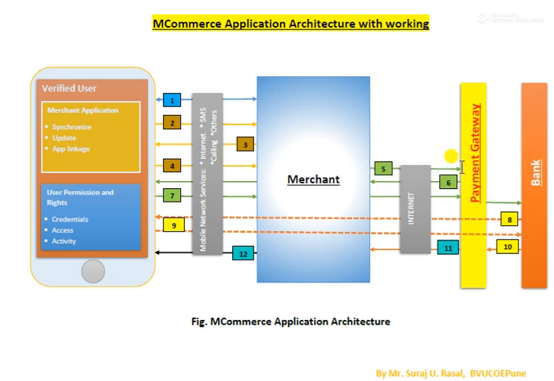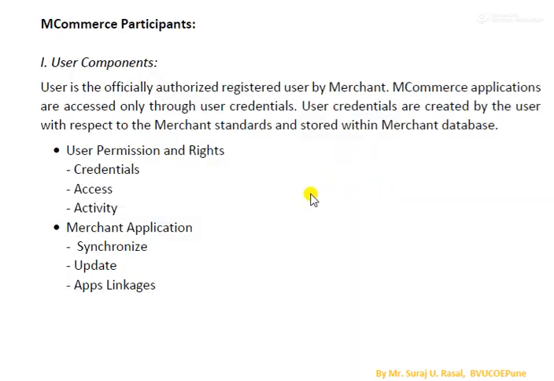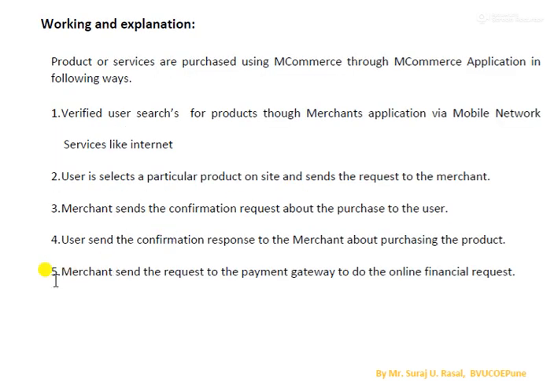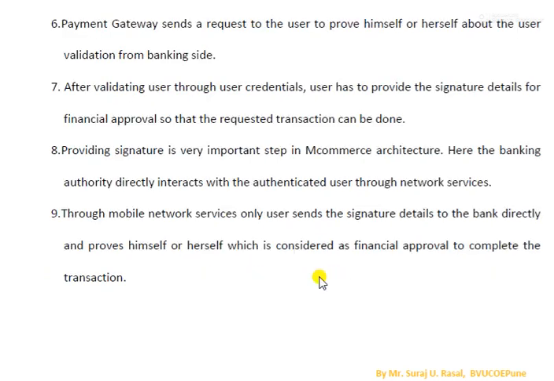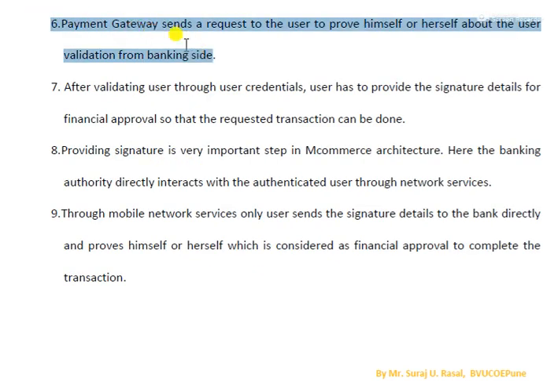When this request is received by the payment gateway, the payment gateway generates the user details approval request and delivers it through the internet to the merchant. If you see its description, the fifth one is: the merchant sends the request to the payment gateway to do the online financial transaction. After that, the payment gateway sends a request to the user to prove himself or herself, that is, the user validation from the banking side.